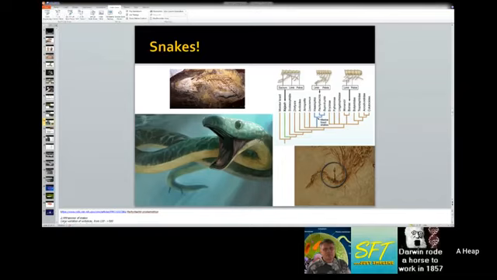Well, it wasn't a superior snake. As I mentioned with the skinks, the whole reason they're losing their legs is because they're burrowing.